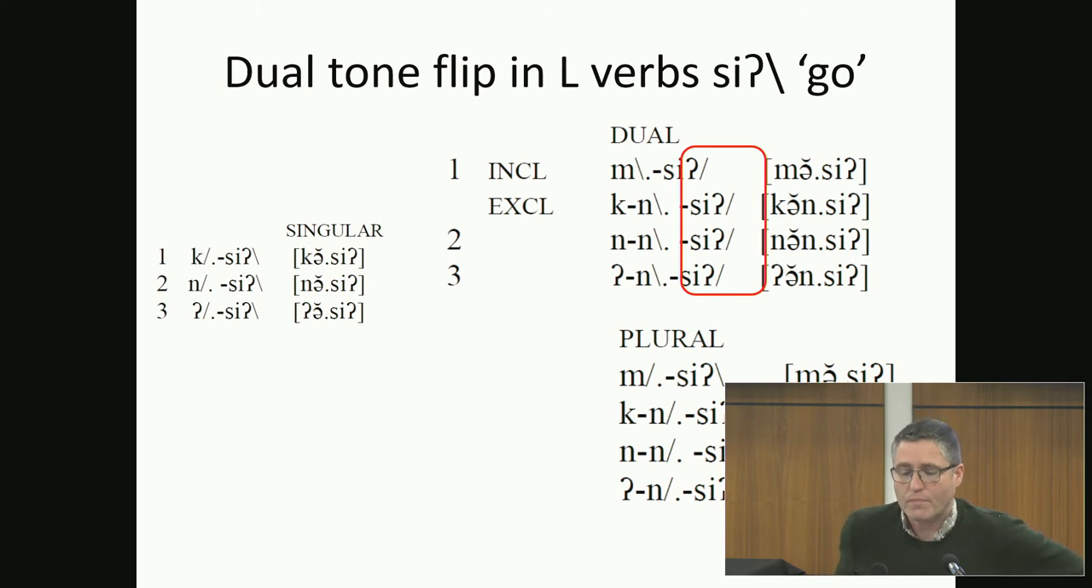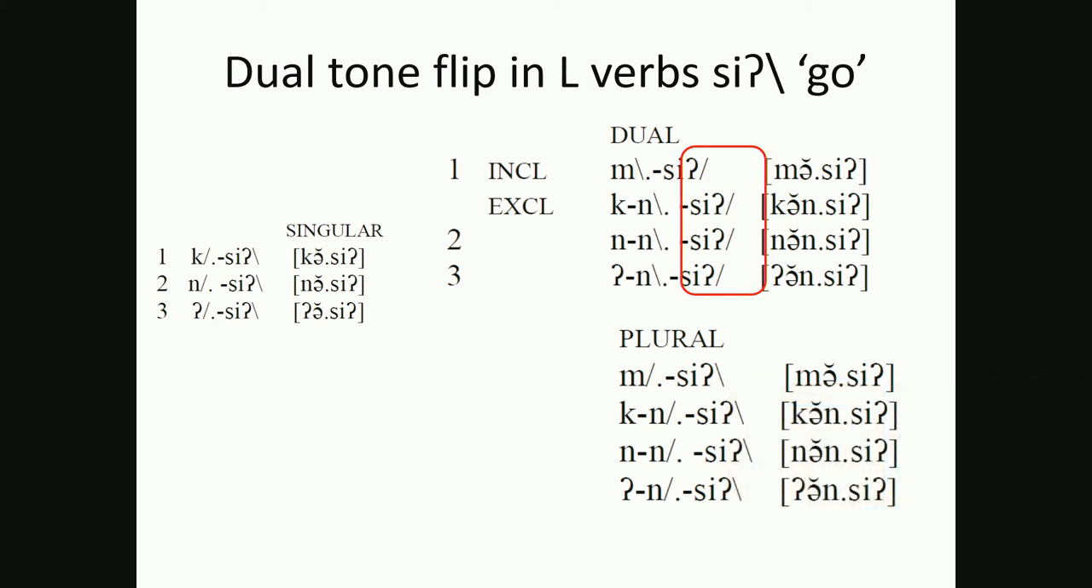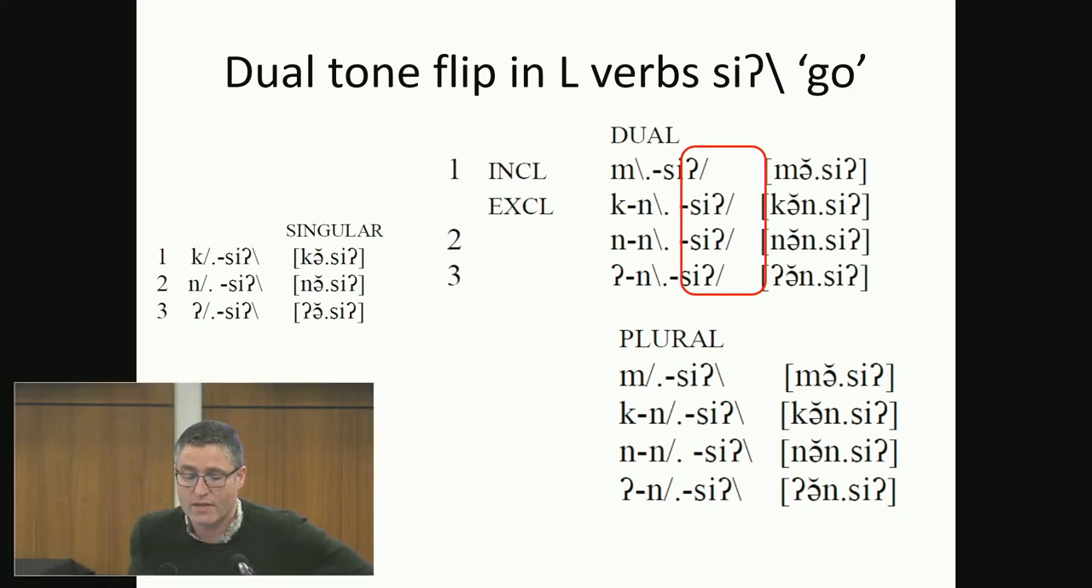Right, and then in other cases, with low tone verbs, we get the tone of the verb itself flipping in the dual forms. So in the singular, we've got gusi, nasi, and usi. So I go, you go, he goes. And in the plural, we have the same tone pattern. So musi, gunsi, nansi, and unsi. And that's first inclusive and exclusive, the first two there. And then for the dual forms, the root verb, the tones flip, the root verb goes high and the pronoun prefix goes low. So they sound the same, but with the opposite tones.